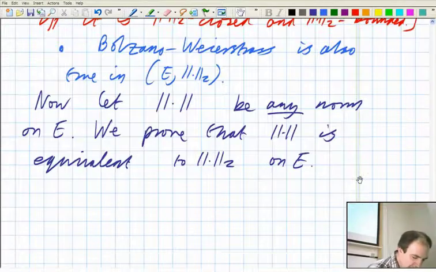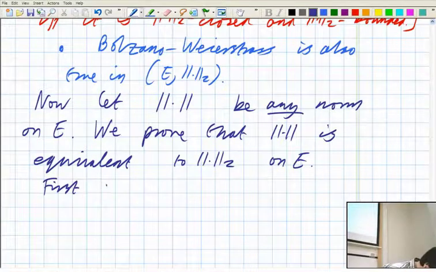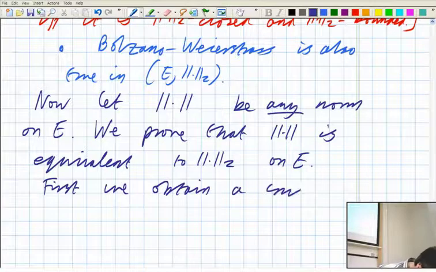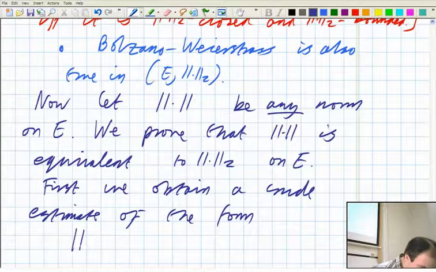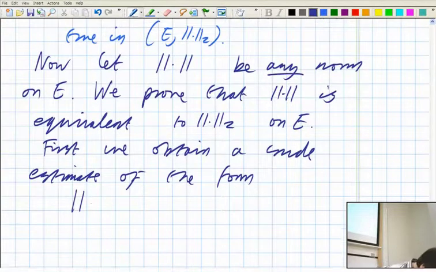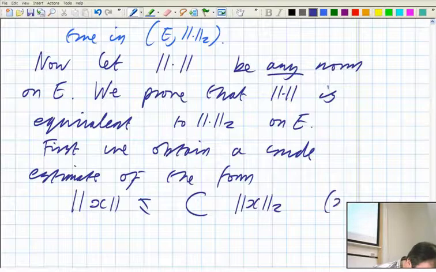So let's get a really crude estimate one way round. So first, we obtain a crude estimate, but it doesn't matter how crude it is, of the form norm x less than or equal to some constant times norm x2 for x in E.